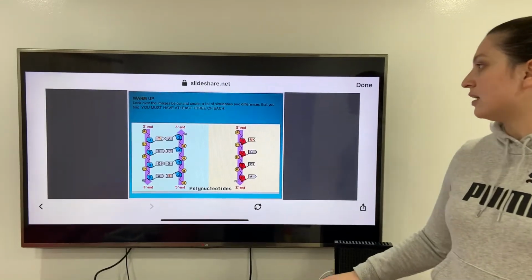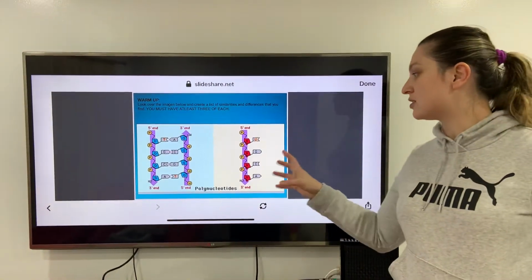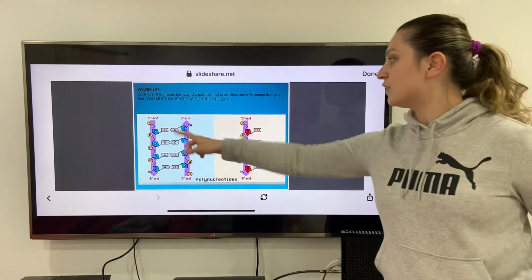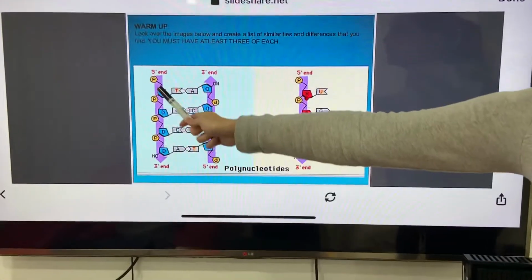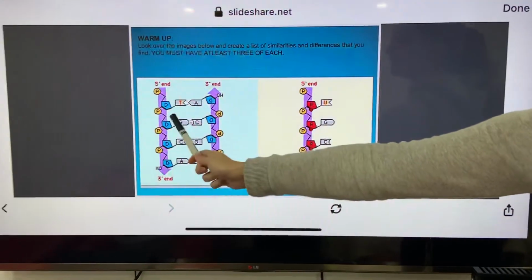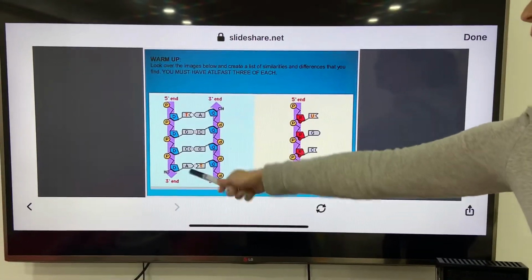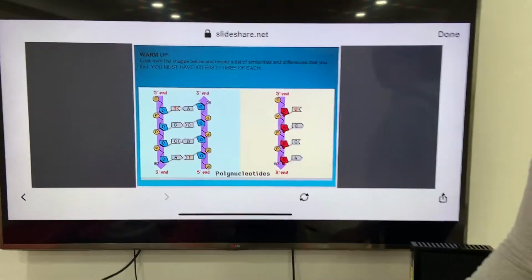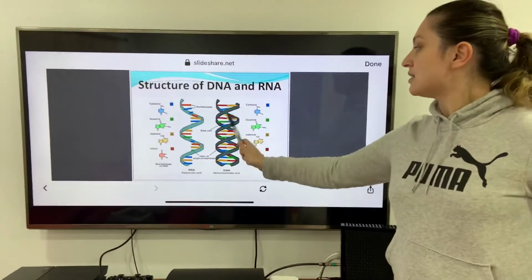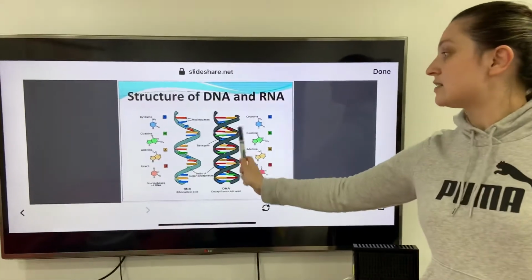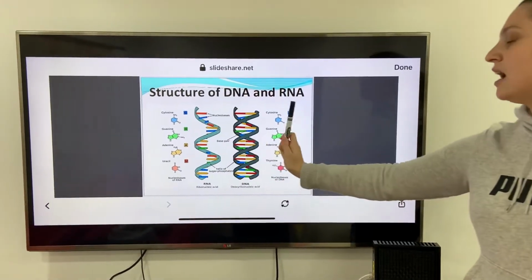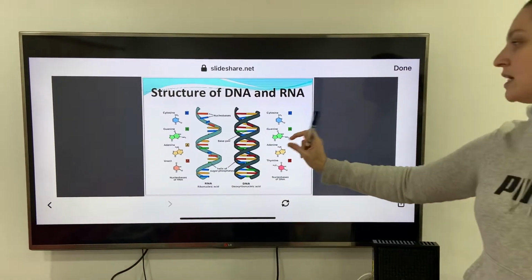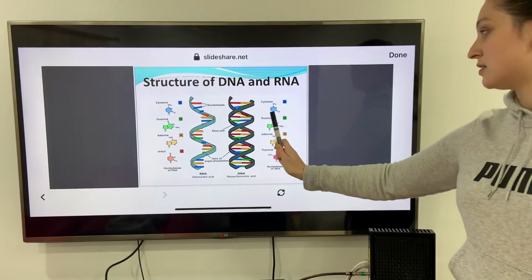DNA and RNA consist of the same things in their structures, which are phosphate groups, sugars, and the nitrogen bases. The phosphate and the sugar alternate in both DNA and RNA to make the backbone. DNA has a double strand and RNA is a single strand, and they have a little difference in their nitrogen bases. Not only the shape, the nitrogen bases are different.